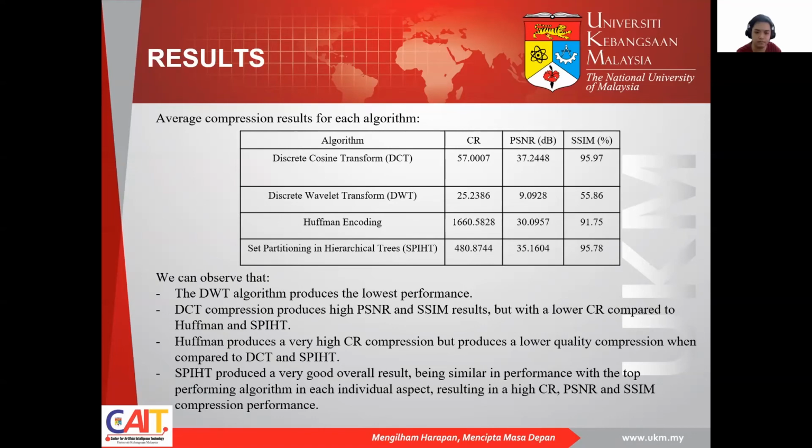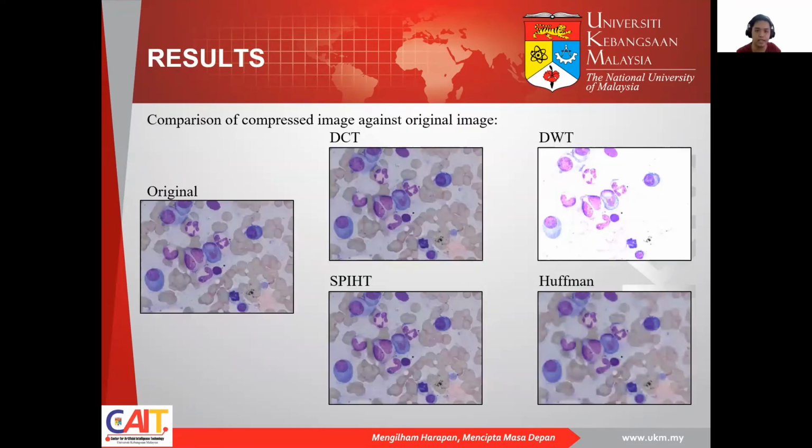Here is a visual representation of the comparison of the compressed images against the original image. On the left, we have the original image. And on the right, we have 4 images, each representing a different compression algorithm: the DCT, the DWT, the SPIHT, and also the Huffman.